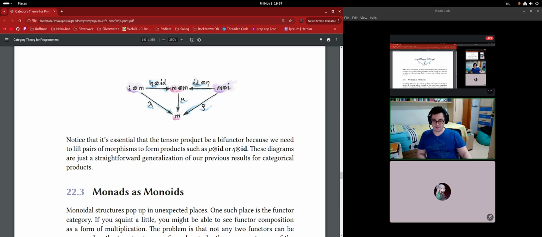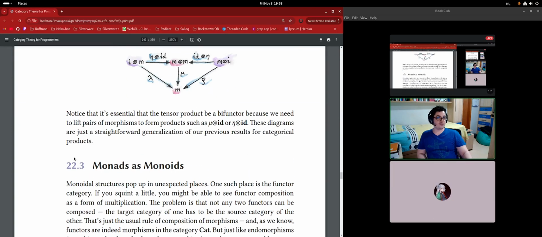But that's cool. Notice that it's essential that the tensor product be a bifunctor because we need to lift pairs to form products such as this and this. No, these are not products though. Again, I am confused. These things are not products. Am I right or am I wrong? They could be if this was an applicative bifunctor. They could be. But this is a bimap, right? What is written here is that we are bimapping this guy with this. Yes, so this is not a product. It's not an actual product, no. So, okay. These diagrams are just a straightforward generalization. Cool. So now, yeah, we are two pages in and we have 10 minutes.